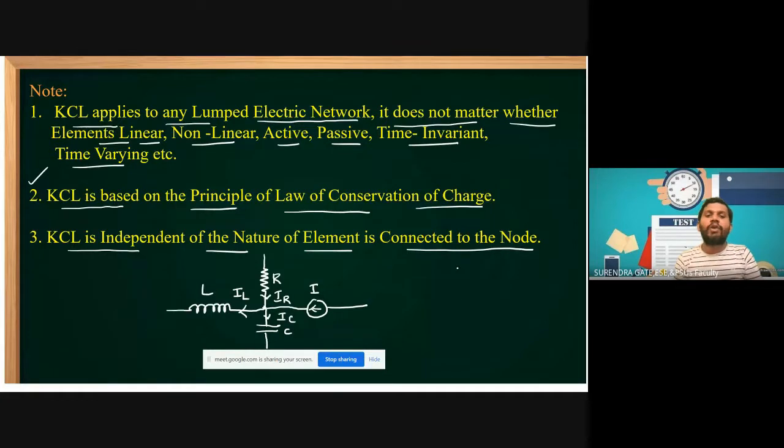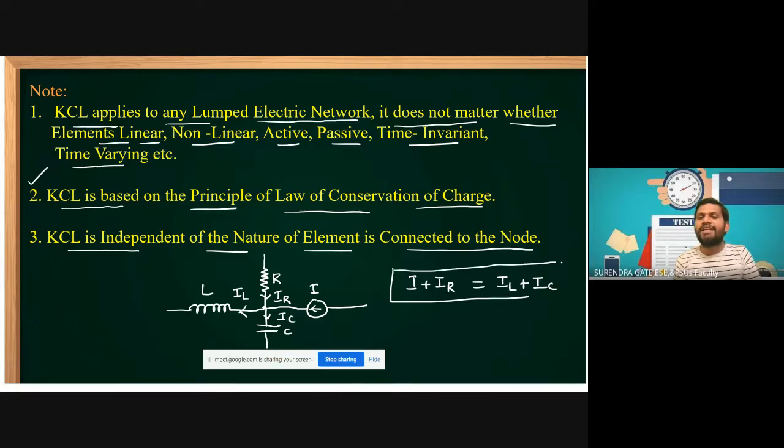Then according to KCL, entering currents equal leaving currents. Which are the entering currents? I plus IR. Which are the leaving currents? IL plus IC. Whatever the element connected to the network, that is no problem. That's why KCL is independent of the type of element connected.